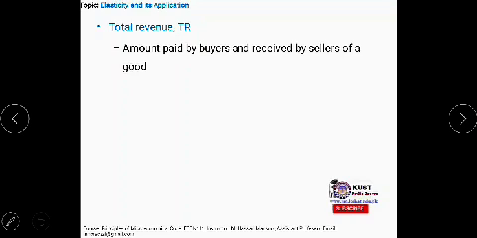So total revenue is basically the amount which is paid by the buyers and received by the sellers as income. From the consumer's point of view, the money spent on purchase of the product is their expenditure, and the amount of money received by the sellers as a transaction of that product is their income. That is what we call the total revenues.